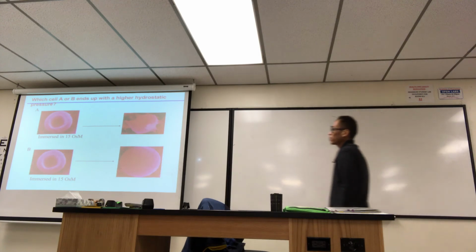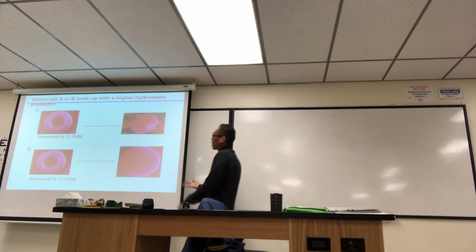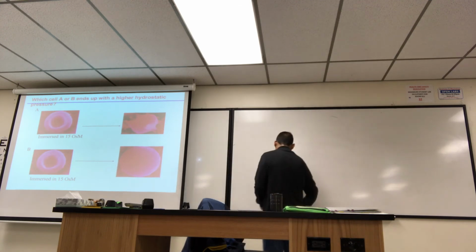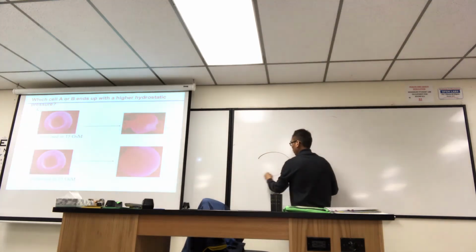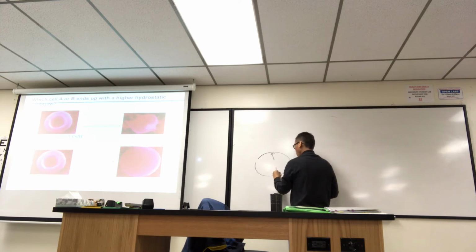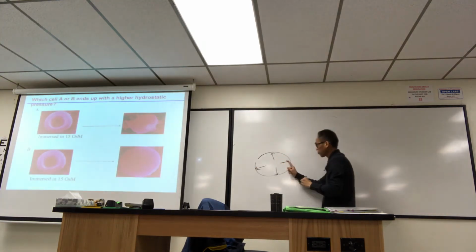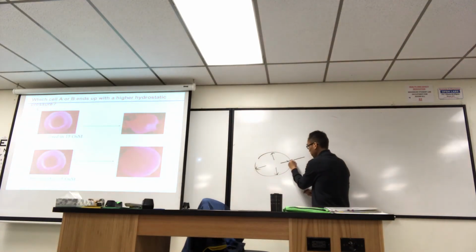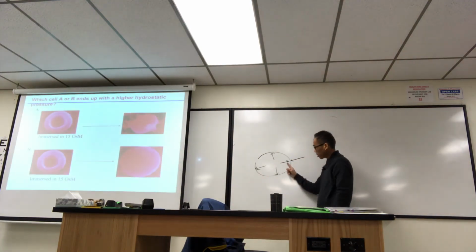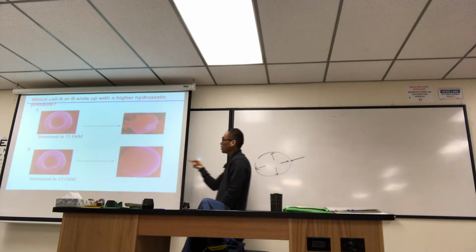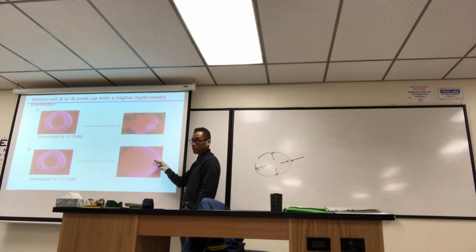Now, the way I phrase the question: which ends up with a higher hydrostatic pressure. Hydrostatic pressure is the pressure in the cell, the fluid pushing against the cell wall. Osmotic pressure is you suck fluids into you. Hydrostatic pressure is you push against it. So if your bubble's about to burst, this has a higher hydrostatic pressure. This ends up with a higher hydrostatic pressure.